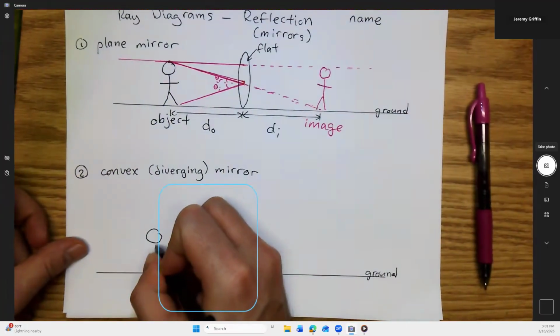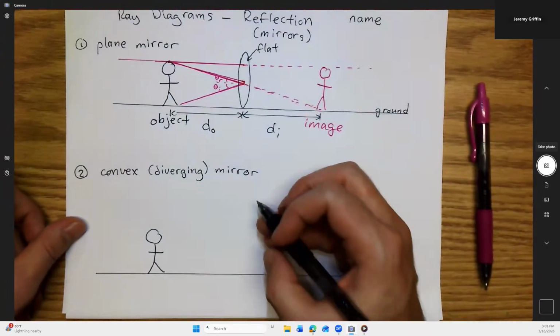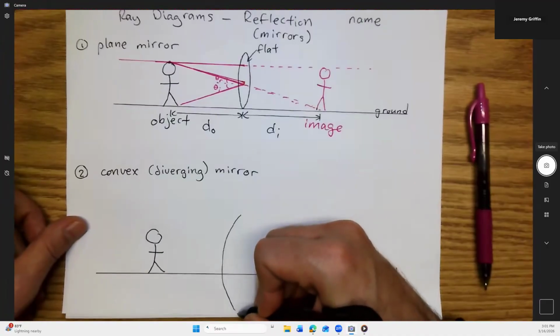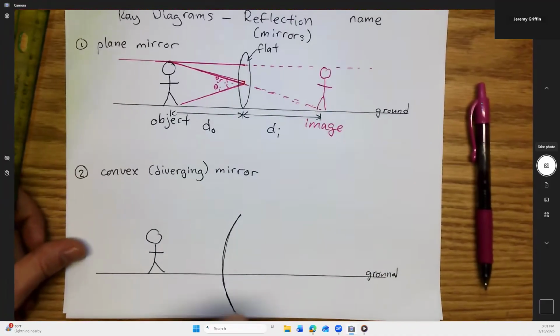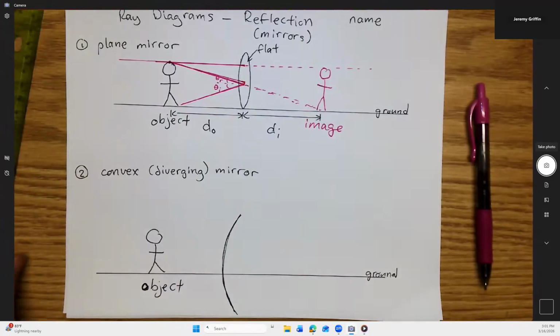Draw the object, which is the actual guy here. Now this time, let's draw a curvy mirror, like looking in the backside of a spoon. I'll make this kind of big just to exaggerate a little bit. This guy's definitely looking in the backside of the spoon, isn't he? This object over here. Right, he's looking at the backside of the spoon.